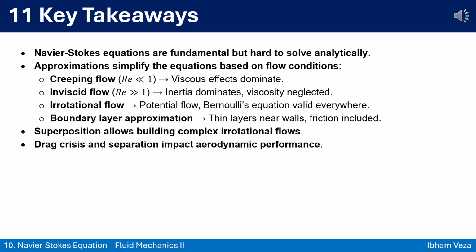Superposition adds flexibility. By combining simple solutions, uniform flow, sources, sinks, vortices, we build up complex irrotational flows. But we must also remember where the models fail. Drag crisis and boundary layer separation are real-world effects that reveal the limits of inviscid and potential flow theory.